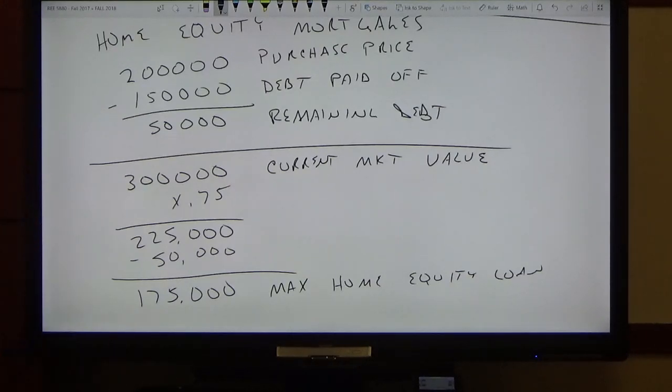But usually, a home equity mortgage will give you a lower interest rate than you would be able to get on, let's say, an unsecured line of credit, but in most cases it may be a little bit of a higher interest rate than would be on a brand new mortgage, okay?